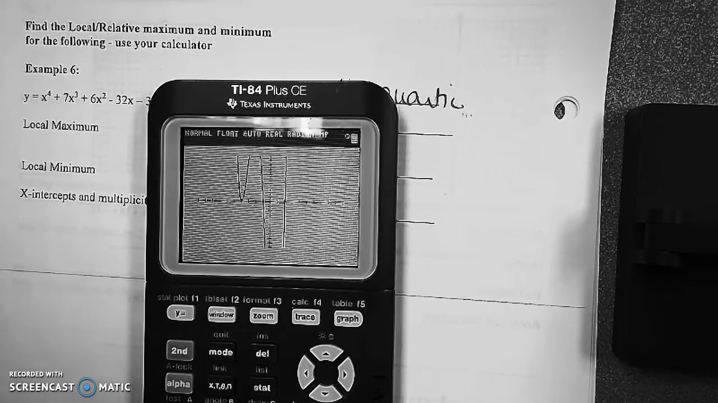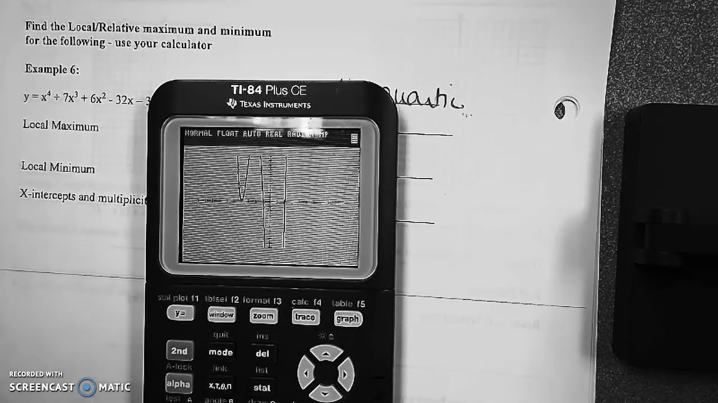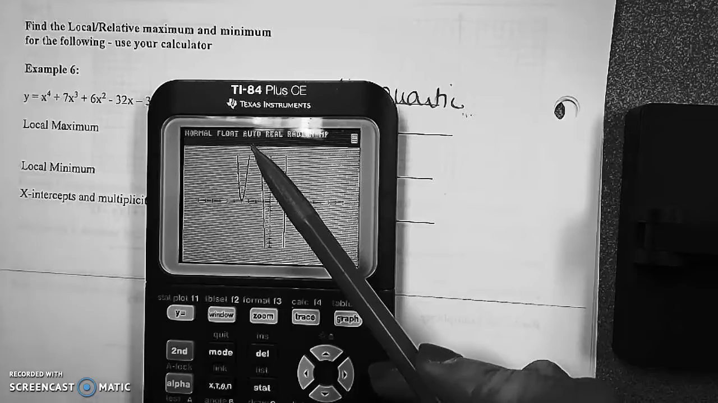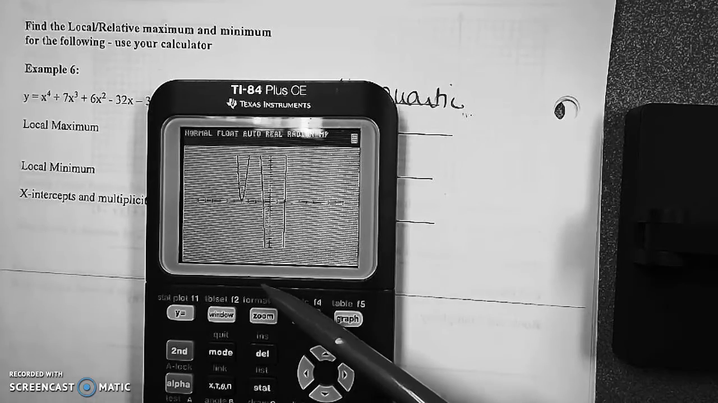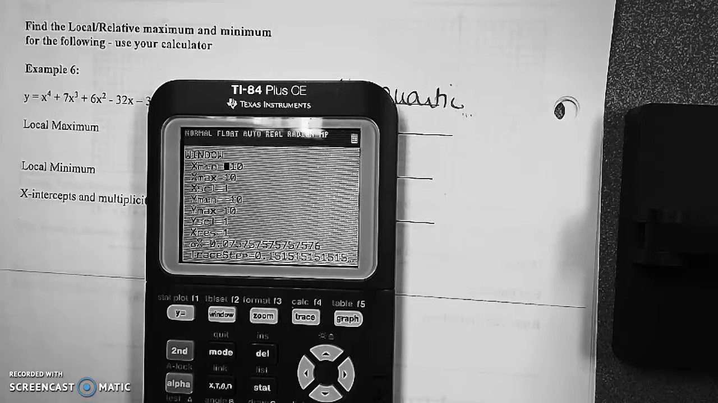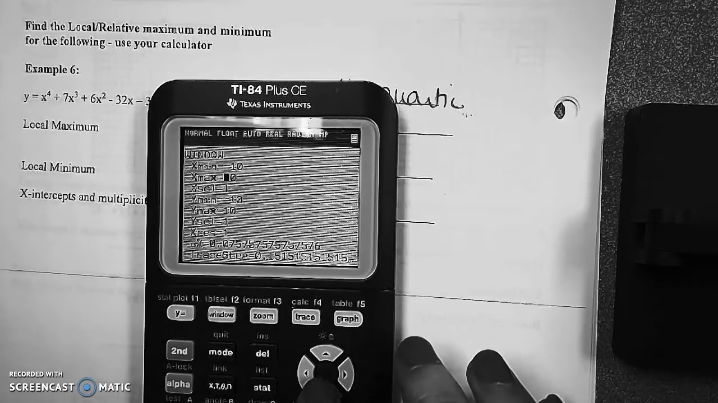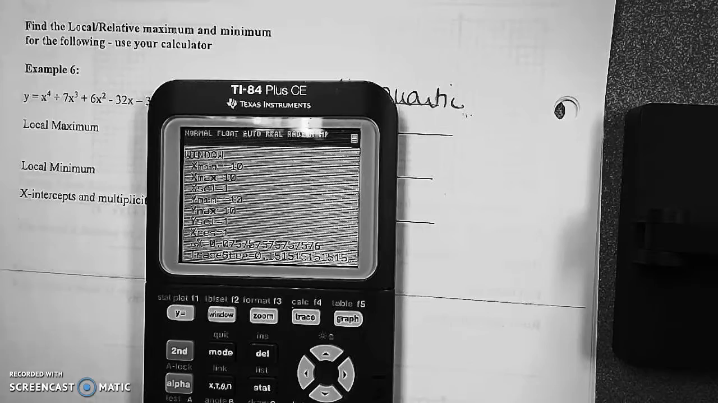Now, I may not be able to see all of my graph, so there's a couple of different ways that I can adjust this. As I look at my calculator, it looks like I need to see higher, and it also looks like I need to see lower. So I'm going to hit window right here. If I need to see higher and lower, that's changing the y value. So my y minimum right now is negative 10. Let's make it negative 50. That will allow me to see lower.